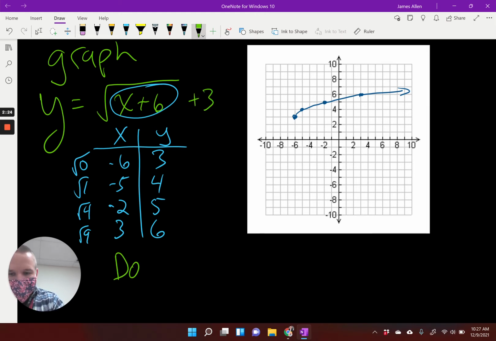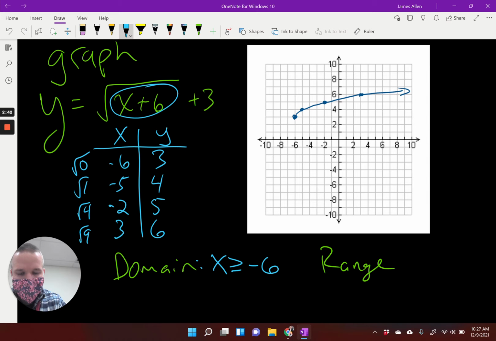So domain, range. Let's do it. There are 2 ways of writing this. So for my domain, I'm starting at -6 and I'm going to infinity. So we're going to say that x is greater than or equal to -6. Another acceptable form would be -6 to positive infinity.